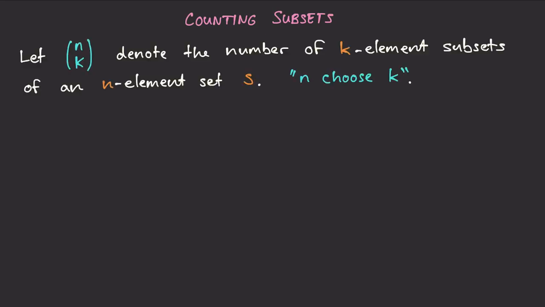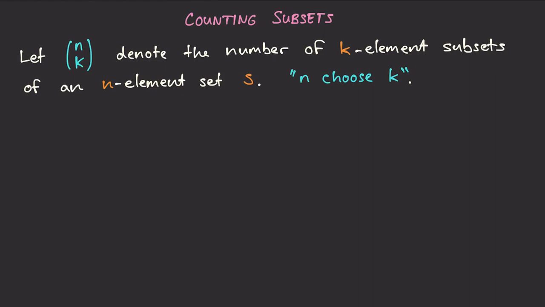If n and k are any non-negative integers, we write n over k, almost looking like a vector as you'd see in linear algebra, to denote the number of k-element subsets of an n-element set S. Now we don't say this like a vector. The way we say this is n choose k, because it's the number of ways of choosing k elements from a possible n if we don't care about the order.